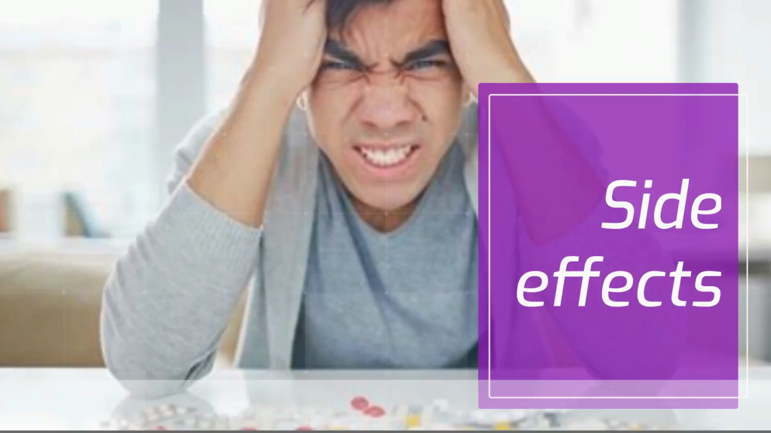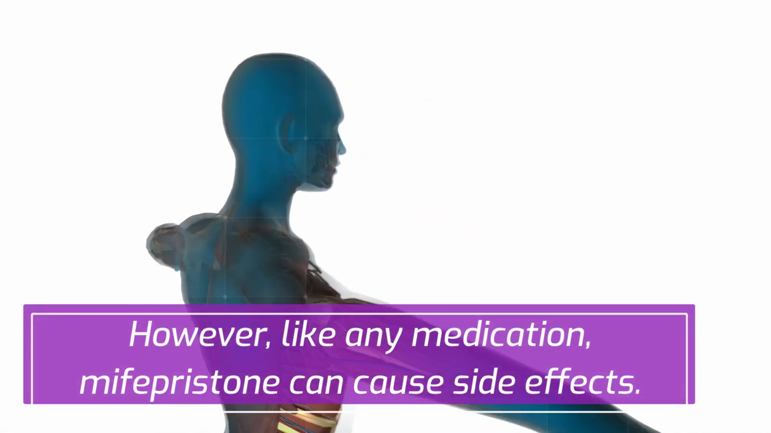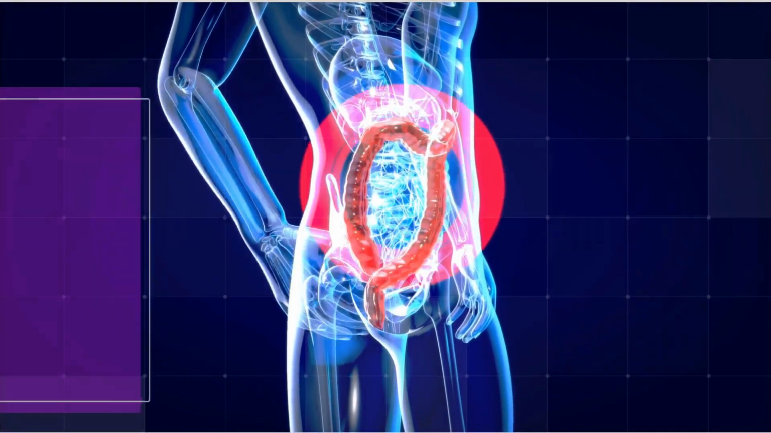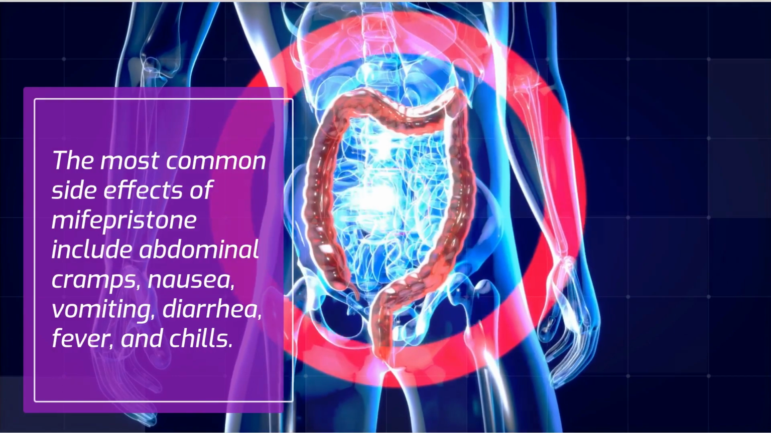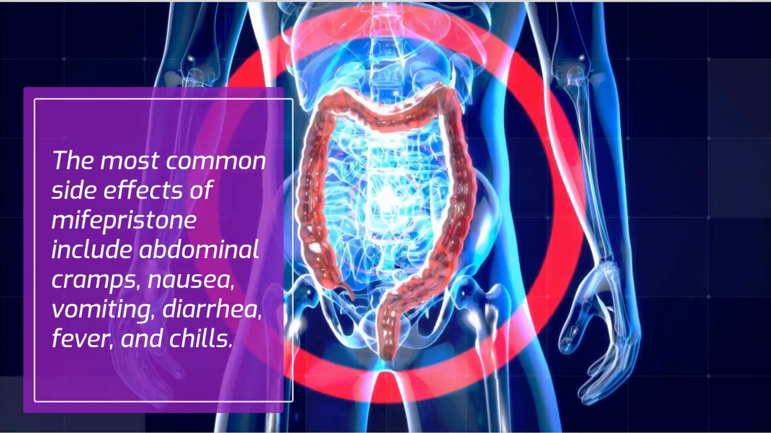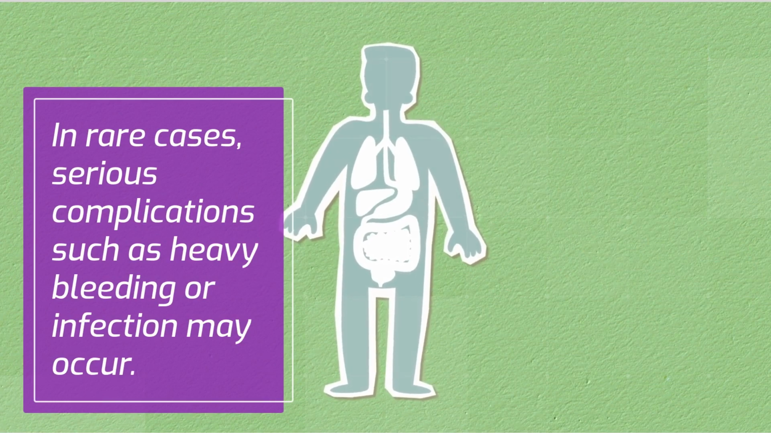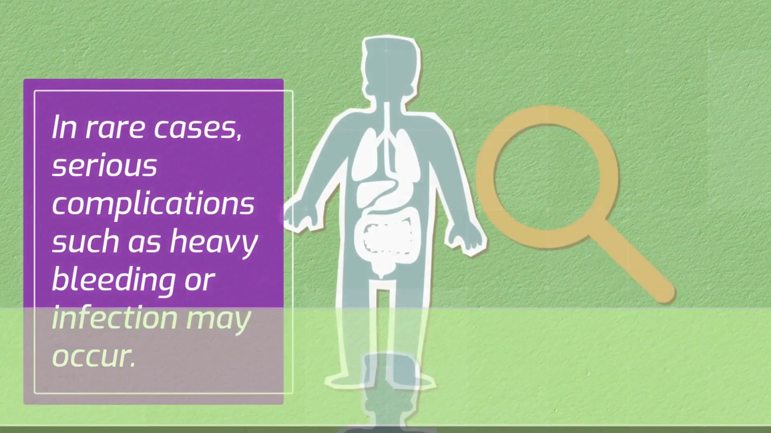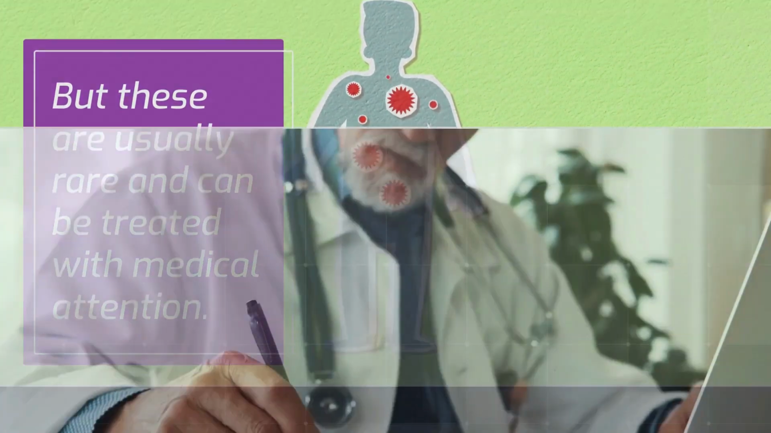Side effects. However, like any medication, Mifepristone can cause side effects. The most common side effects of Mifepristone include abdominal cramps, nausea, vomiting, diarrhea, fever, and chills. In rare cases, serious complications such as heavy bleeding or infection may occur. But these are usually rare and can be treated with medical attention.